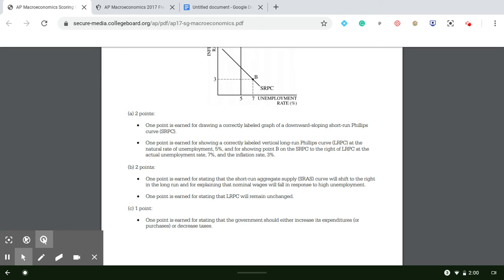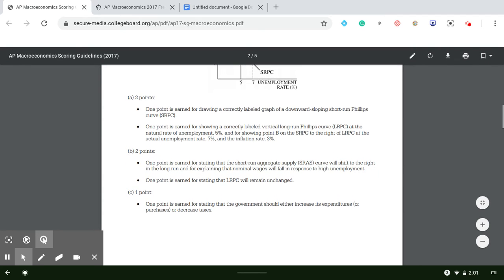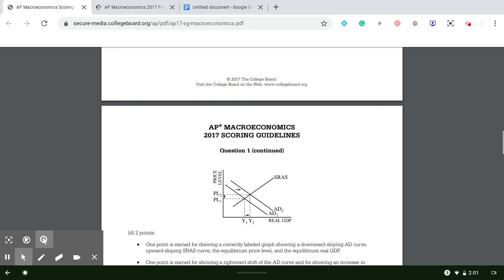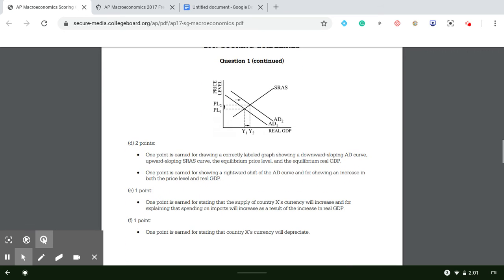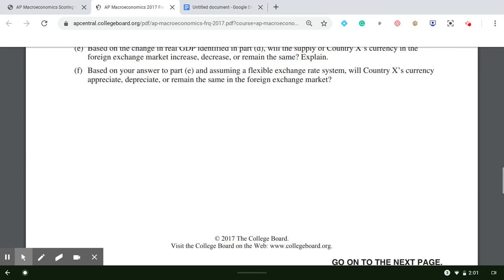1 point is earned for saying that the long run aggregate Phillips curve will remain unchanged. 1 point is earned for stating the government should either increase its expenditures or purchases or decrease taxes. That's pretty standard at this point. And then there's our graph. All right. So let's move on to number 2.